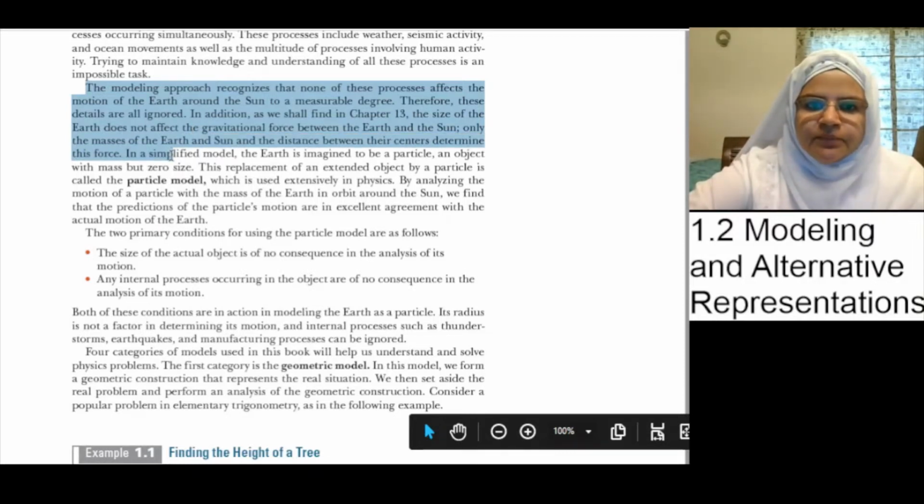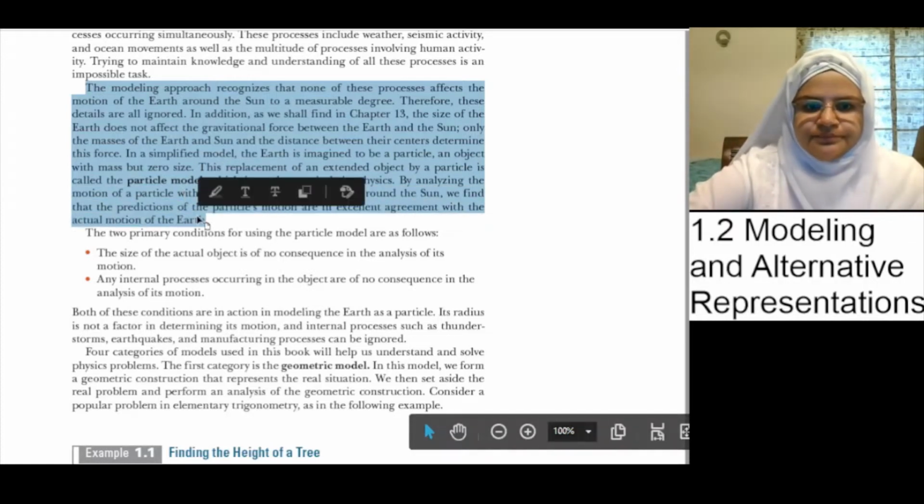In a simplified model, the Earth is imagined to be a particle, an object with mass but zero size. The replacement of an extended object by a particle is called the particle model, which is used extensively in physics. By analyzing the motion of the particle with the mass of the Earth in orbit around the Sun, we find that the predictions of the particle model are in excellent agreement with the actual motion of the Earth.